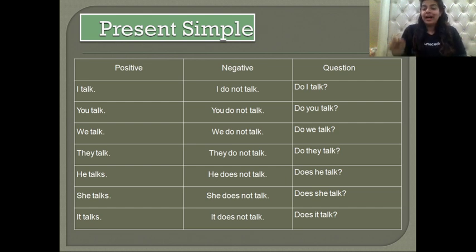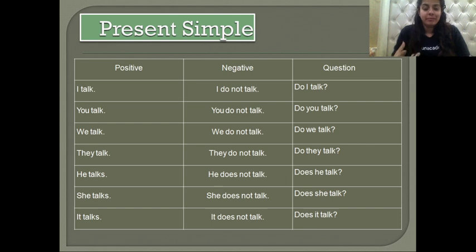So here I am using the helping verb do to make a negative sentence. I talk, I do not talk. So not is supported by the helping verb do. Okay? Similarly, we can practice other forms like we talk, we do not talk. They talk, they do not talk.